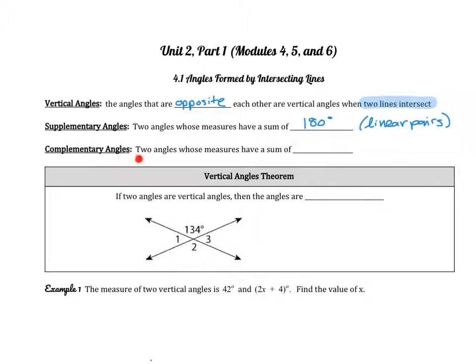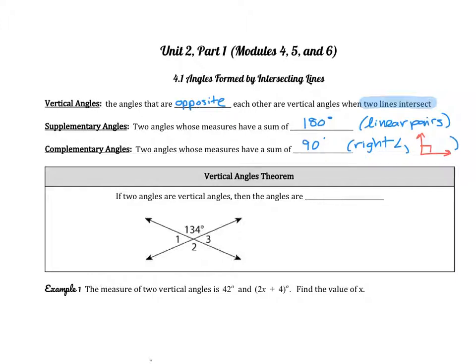And complementary angles are angles whose measures have a sum of 90 degrees. So they form a right angle. And remember, we can tell it's a right angle when you see that little box. It looks like this. So when you see this little box in an angle, that tells you that it's a right angle.